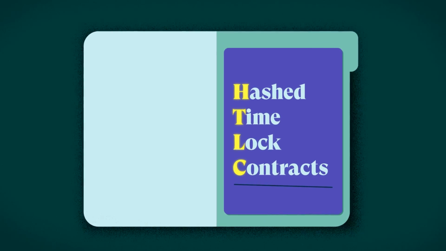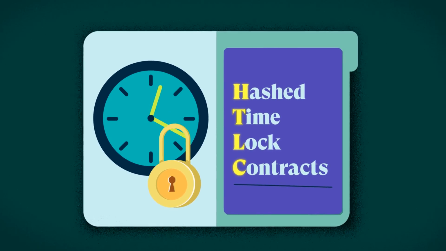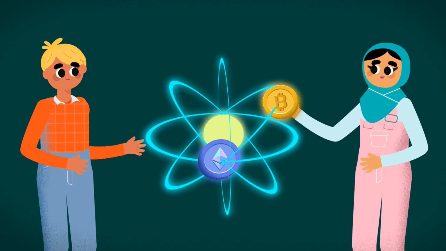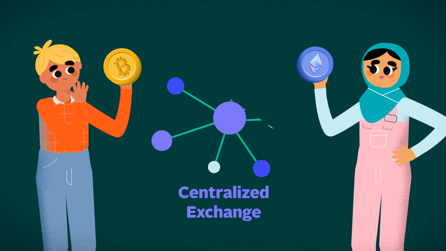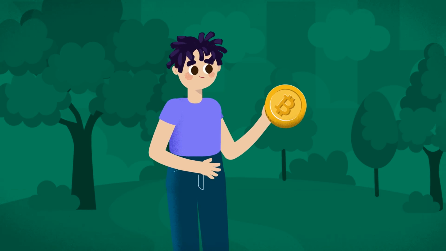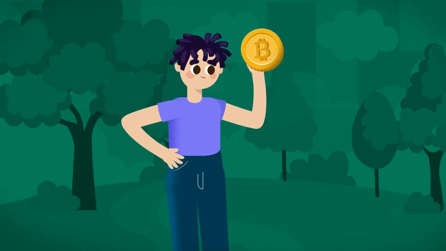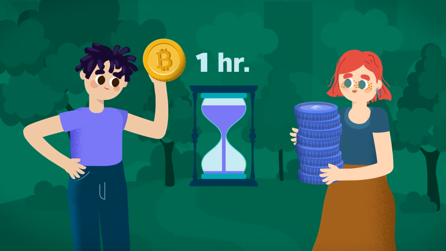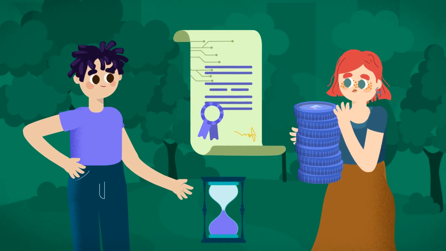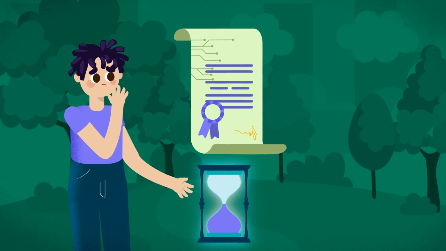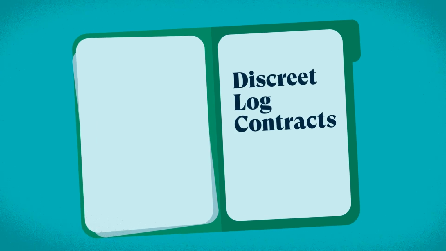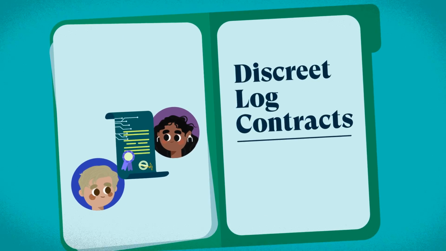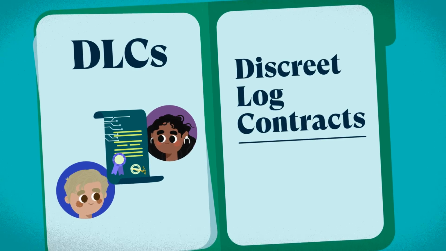Next, hash time lock contracts, HTLCs, introduce conditional time-bound transactions. One example use case for this type of contract is to power atomic swaps, which are cross-chain exchanges of cryptocurrencies without third parties involved. For instance, Bob wants to exchange 1 BTC for 15 ETH with Alice within 1 hour using an HTLC. If either of them does not deposit their assets into the contract within the hour, the transaction will be canceled.